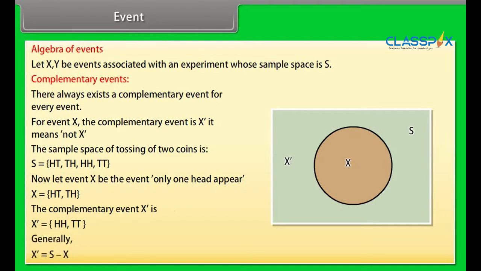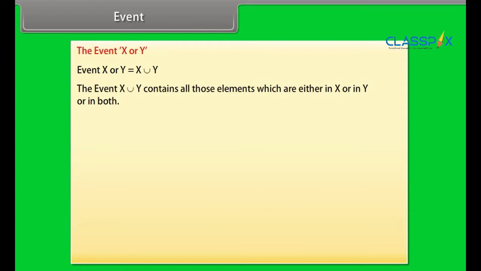Generally, X dash is equal to S minus X. The event X or Y. Event X or Y is equal to X union Y. The event X union Y contains all those elements which are either in X or in Y or in both. To understand it, let's take an example.